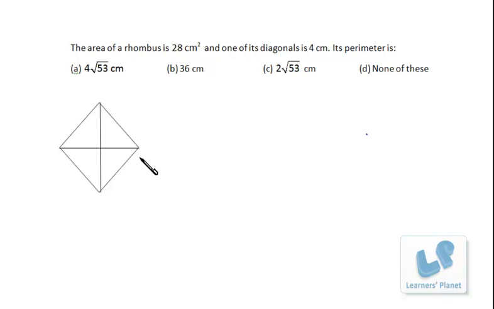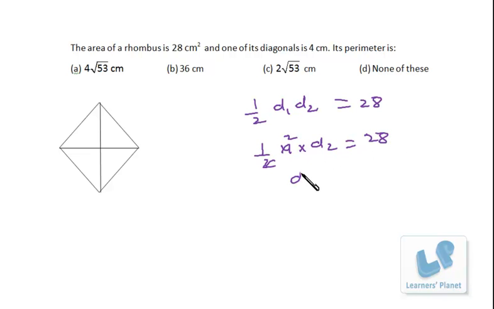Now, what is the formula for area of a rhombus? That is half d1 d2, half the product of diagonals. The area we are given here is 28, and one of the diagonals is 4 centimeter. So the other one we can find out. The length of the other diagonal is 14. Now this complete length is 14, this complete length is 4. I haven't drawn the figure to scale, so you just have to assume that this length is 4 and this length is 14.